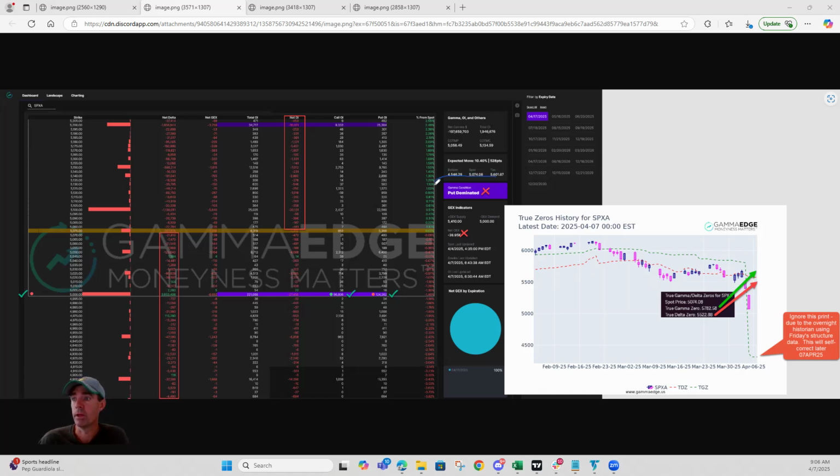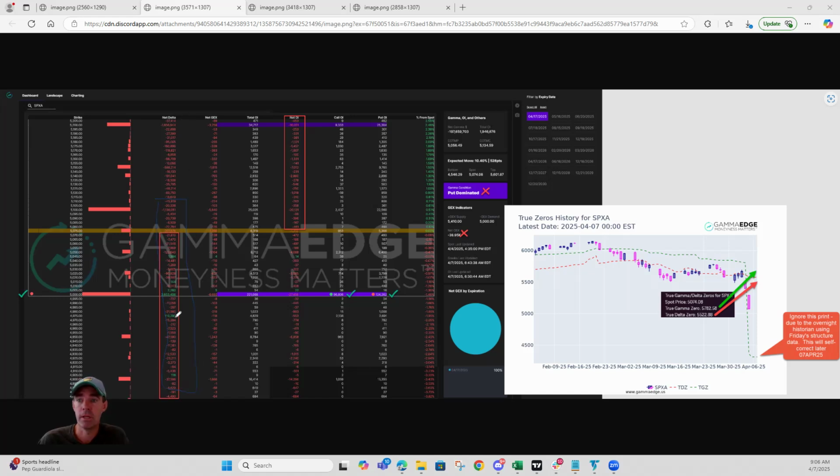Quick reference, we are put dominated. Obviously that means that the put speculators are in control of the overall market, and we have more negative delta and put gamma within the overall structure, as indicated by these larger red boxes here.